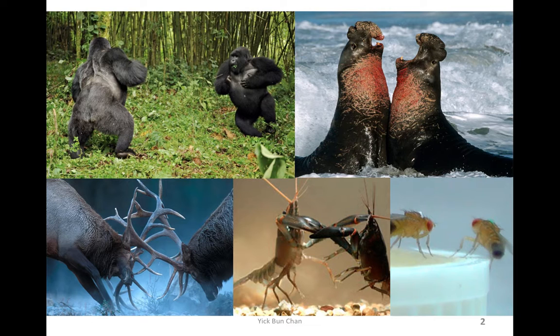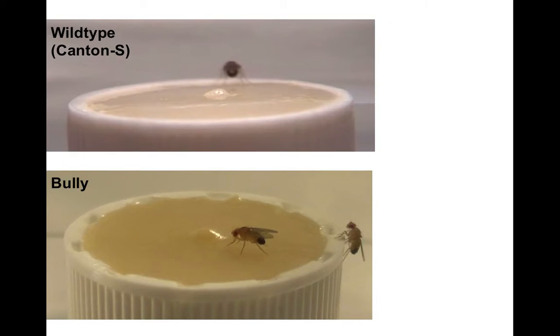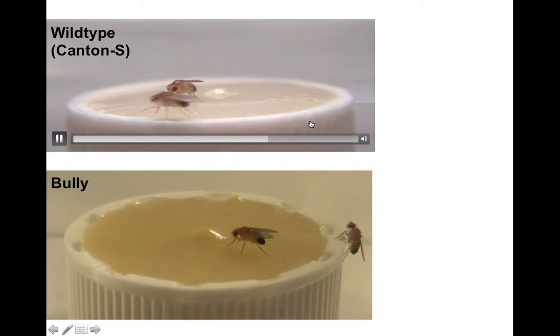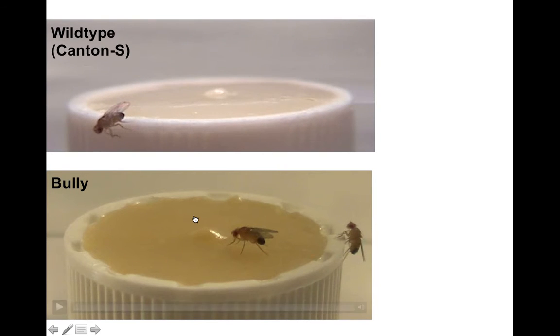In our lab, we developed a fly model of aggression and tried to gain insight into its basic mechanism. We used two different fly lines. The top video shows a typical fight between two wild-type Canton-S males. They engage in the regular lunge behavior. The bottom video shows a fight between two bully flies.